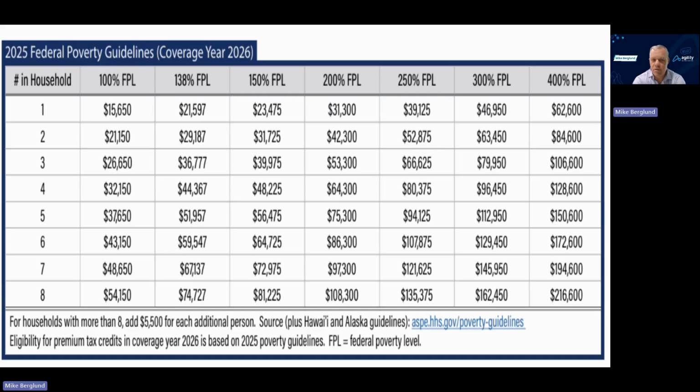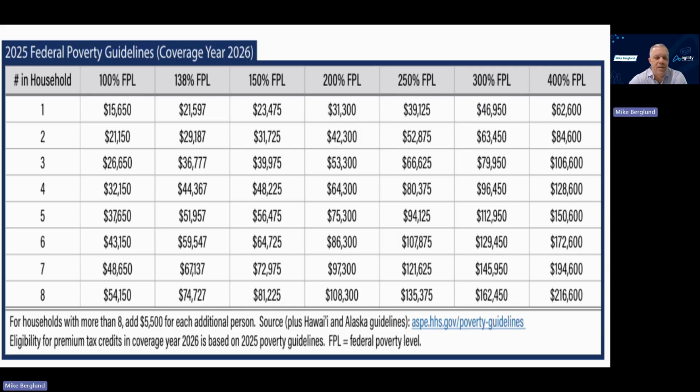So to receive some sort of subsidy on a household of one, your client would have to fall between $15,650 up to a maximum of $62,600. And then in a Medicaid expansion state, it's $21,597.